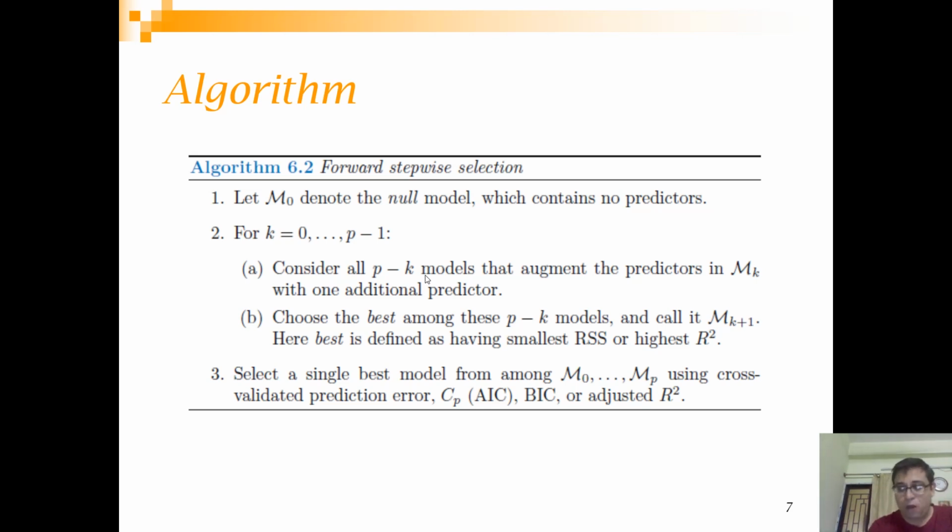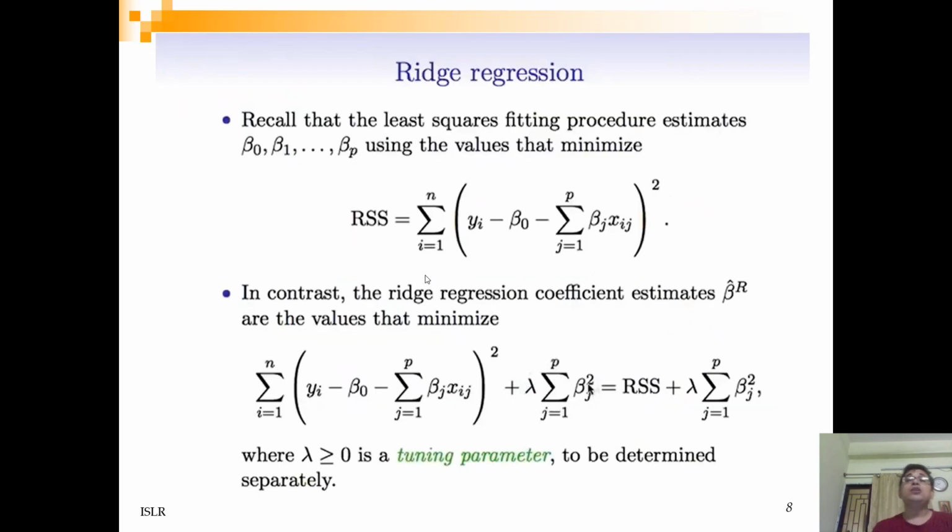Okay. Now, let's look at the other aspect of regularization. So we'll start by looking at Ridge. If you remember, linear regression tries to minimize this residual sum of squares. And this is your loss function. This indicates how good your model fits your data.